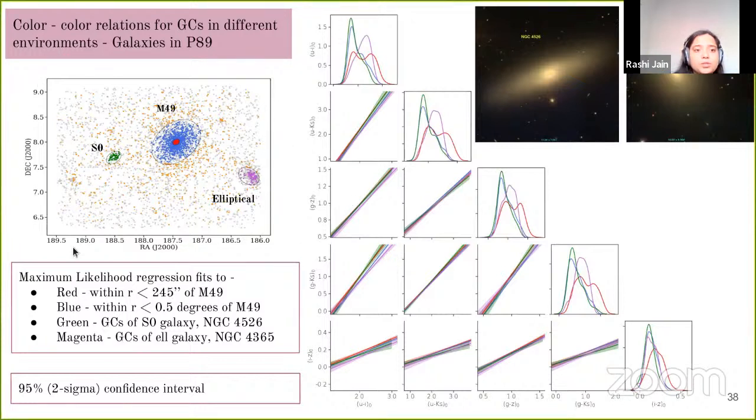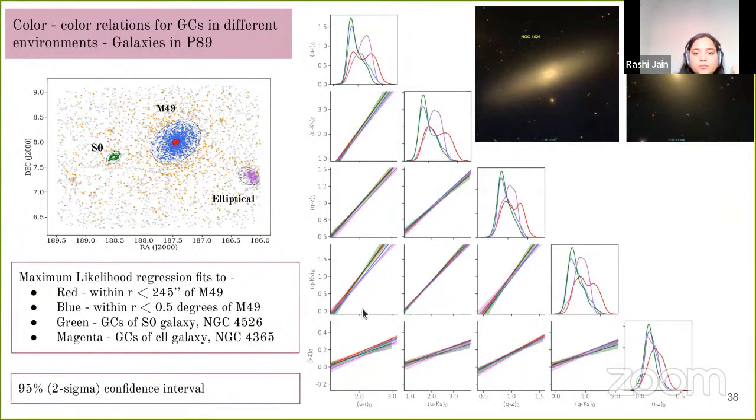This is the spatial distribution of these clusters in different groups. M49 is a massive elliptical galaxy, and then there is a small elliptical galaxy and another lenticular galaxy. So we have divided it into four groups: the central globular clusters of M49, the outskirts of M49, and the lenticular and elliptical galaxies.